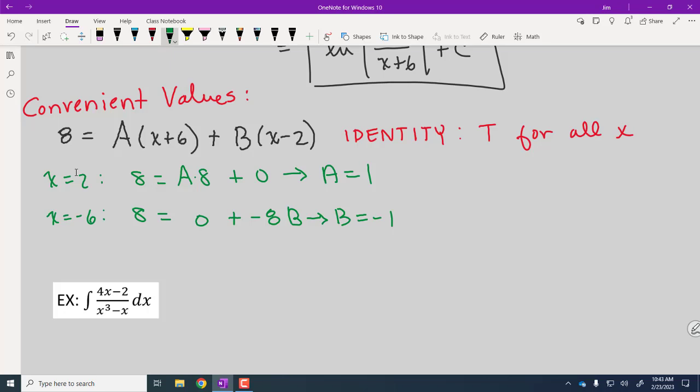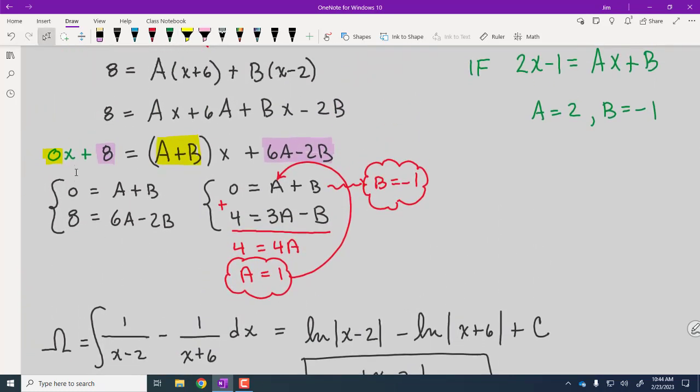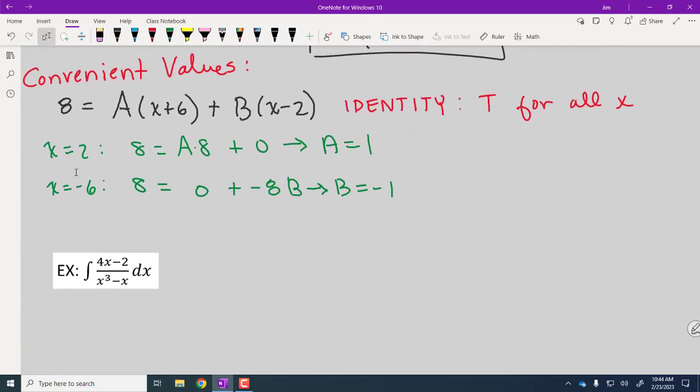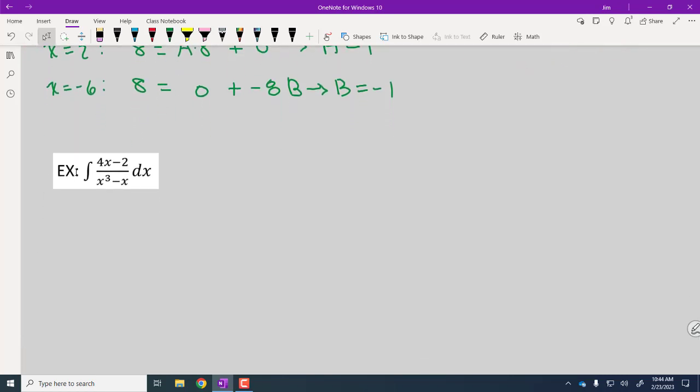So the convenient value method is super fast, but it only works if you have linear factors. So all that work right there was to find a and b, versus all this system stuff. Much less labor if the convenient value method is an option. And it's an option if you have all linear factors. All right, so that's a side note.